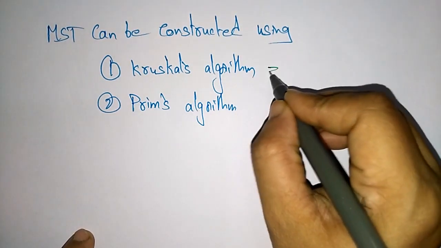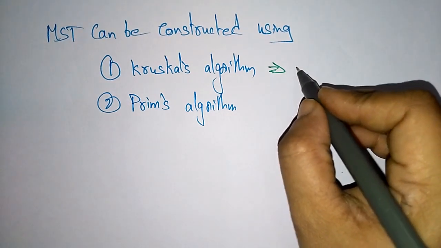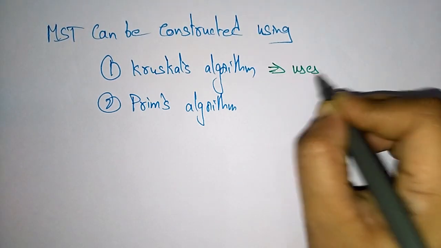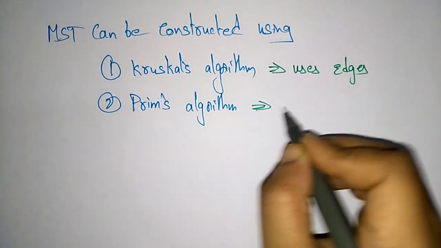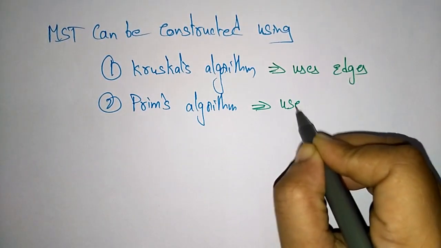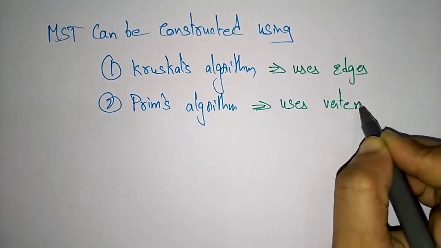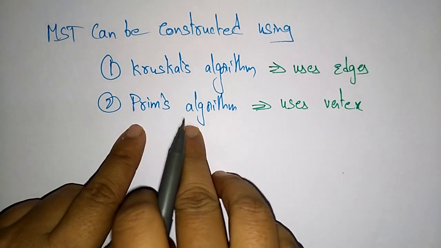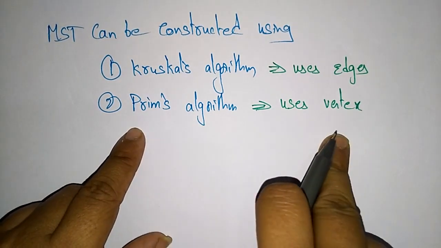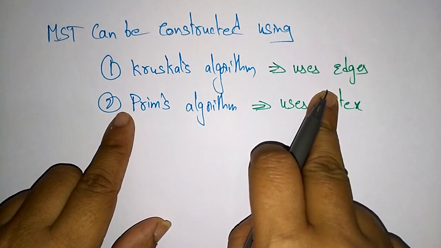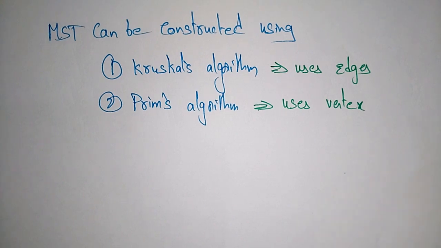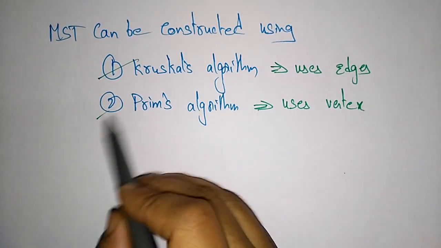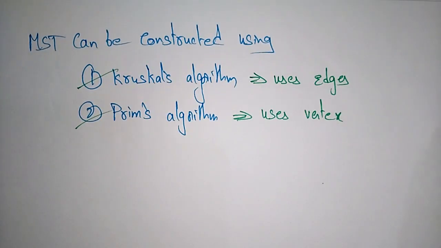The main thing here is that Kruskal's algorithm mainly uses edges; it is constructed based on edges, whereas Prim's algorithm uses vertices, whereas Kruskal's algorithm uses edges for connection in determining the minimum spanning tree. So in the next videos, we'll discuss what Kruskal's algorithm is and what Prim's algorithm is with an example. Thank you.